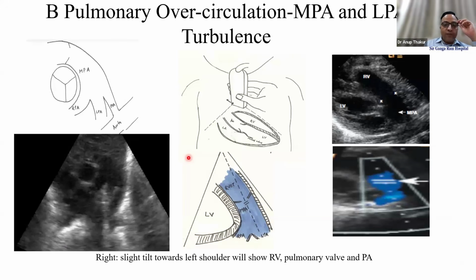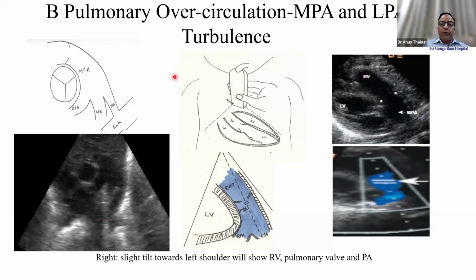So we have evaluated the duct diameter, duct flow, and duct Doppler, in which we saw that we can look at the duct diameter and the characteristics of flow, whether it is laminar or turbulent, what the direction of flow is, and we can assess whether it is a pulsatile duct or a restrictive duct. After you assess the duct, next you move into the pulmonary arteries. So you look for signs of pulmonary overcirculation.